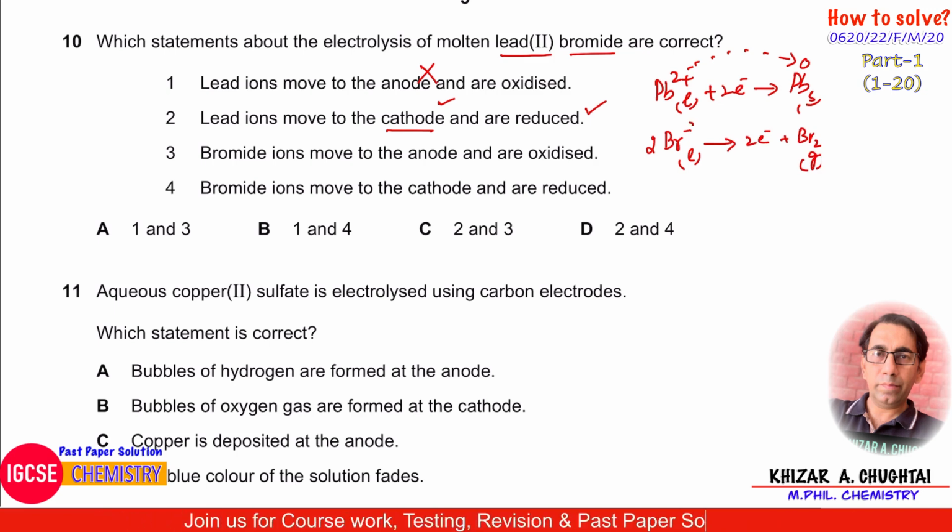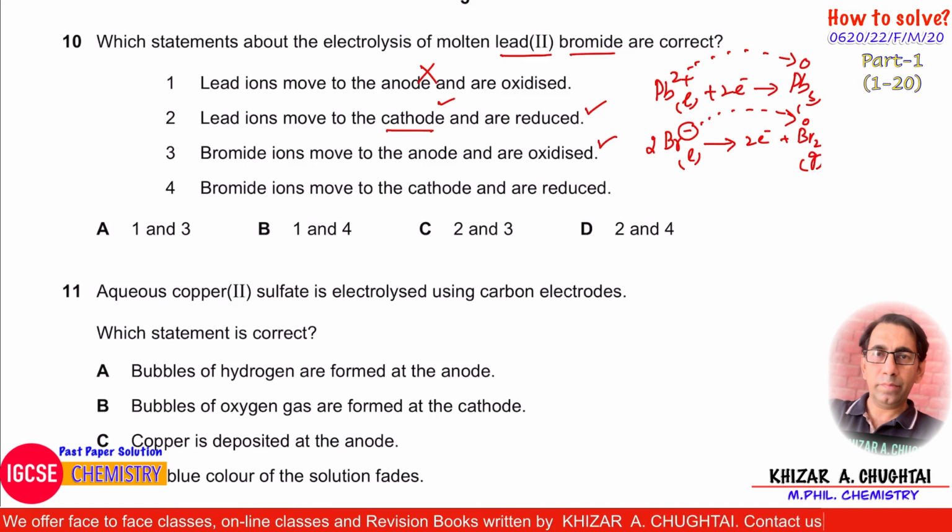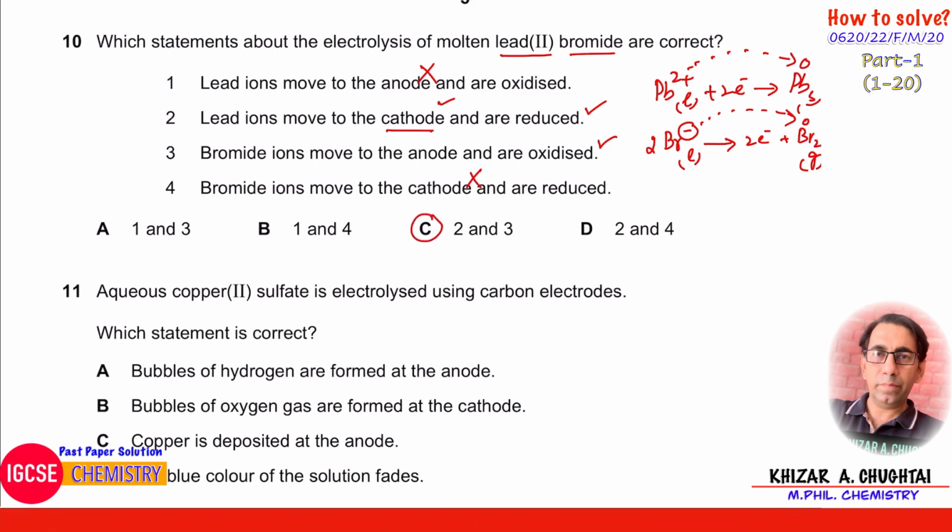And what is happening in this case? -1 is changing into 0. In this case, the oxidation number is going to increase, so it's oxidation. Yes, 3 is also correct. Bromide ions move towards the cathode. No, they cannot move towards the cathode because they already have a negative charge. So 2 and 3, C is the correct option.